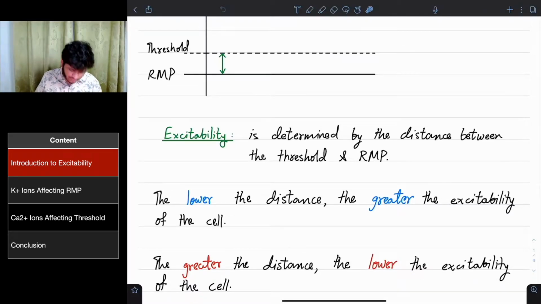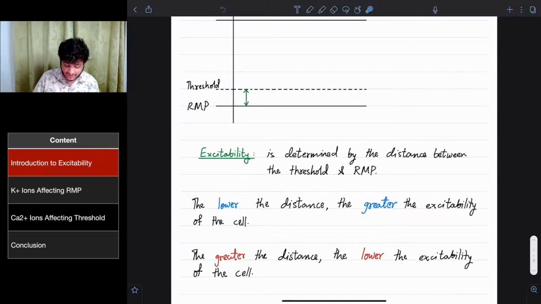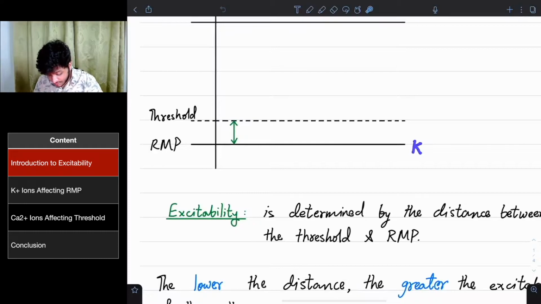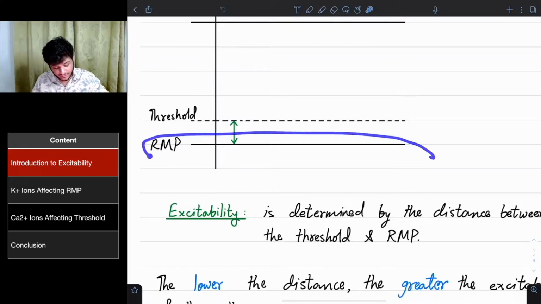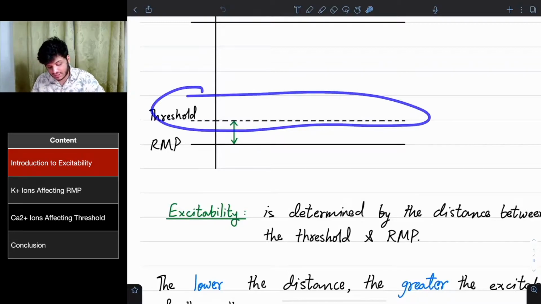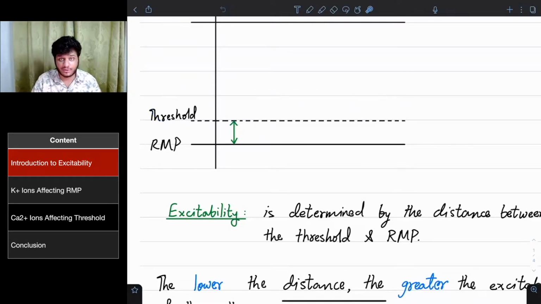So I hope you understood what excitability is. Very, very easy. Now, what are some factors that can determine this excitability? We'll go through it. There's two things: potassium ions and calcium ions. So potassium ions can affect the resting membrane potential and calcium ions can affect the threshold, okay?